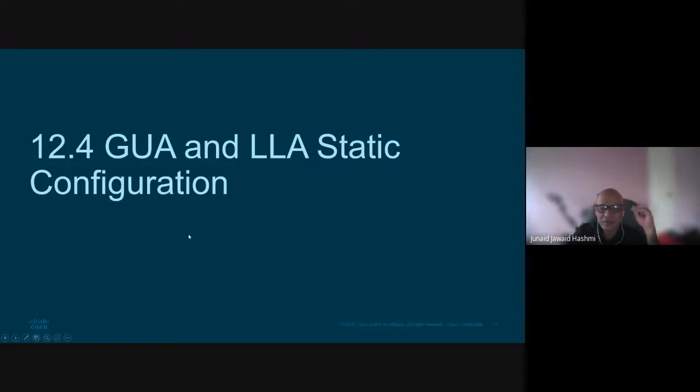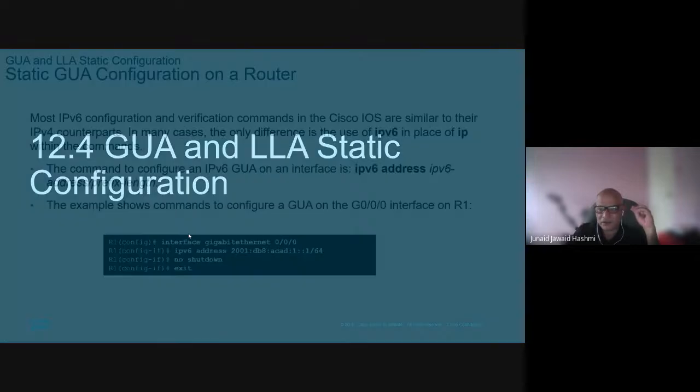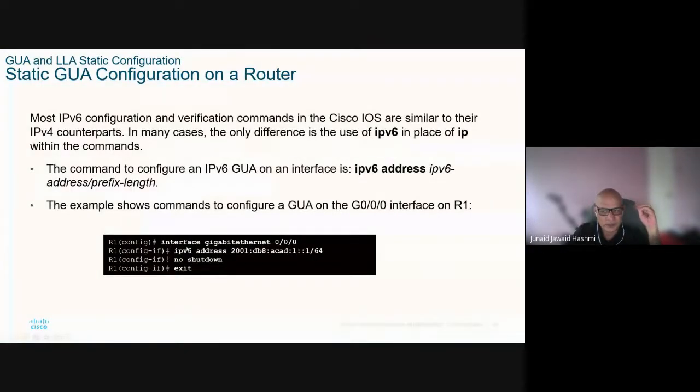All right, how do you configure those addresses on a router? You already know. You go to interface mode, and for IP version 4 you just type ip address. But if you're assigning IP version 6, you type ipv6 address and then the address, followed by the prefix /64. Then no shutdown and exit, just like IP version 4.